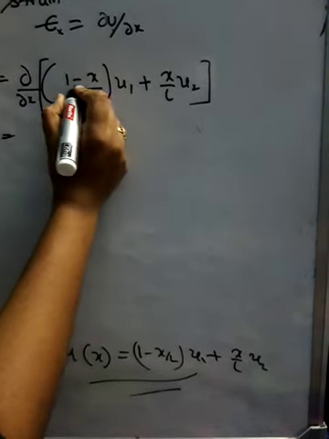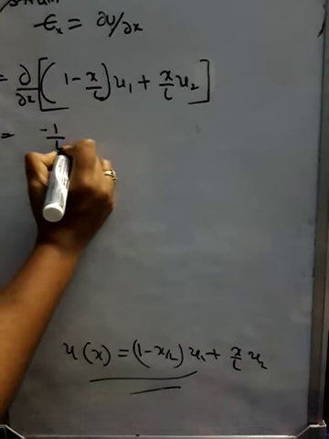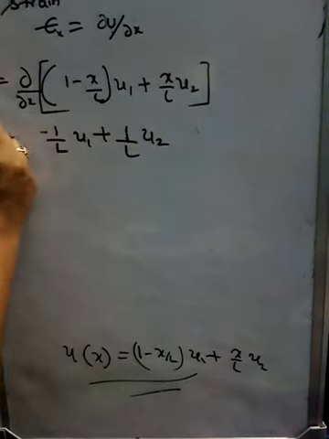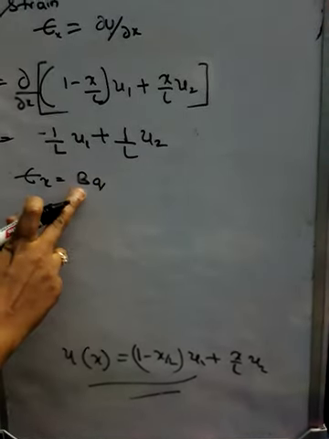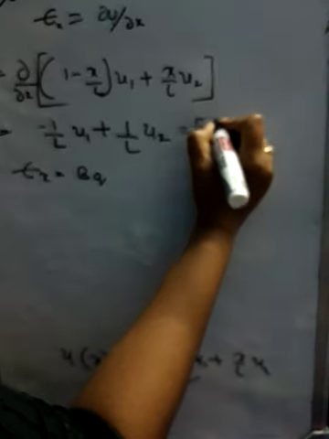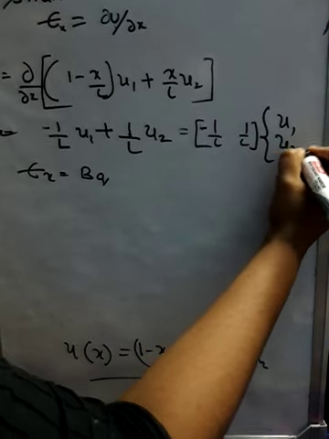Now, differentiation of 1 is 0, differentiation of x by L will be equal to 1 by L, so we get minus 1 by L into u1 plus x by L is 1 by L into u2. Now, see, we know that epsilon x is equal to B into Q, where B is strain displacement matrix and Q is the displacement matrix. So, what I'll do is I'll just write it in the matrix form, that is minus 1 by L and this would be 1 by L and this would be u1, u2.